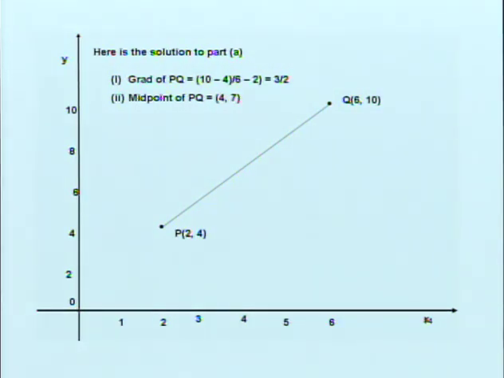That is, you add the x values and divide by 2. Then you add the y values and divide by 2. So 6 plus 2 divided by 2 is 4. 10 plus 4 divided by 2, which is 7.